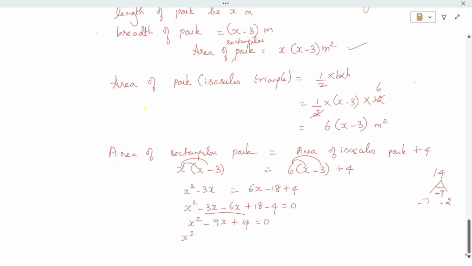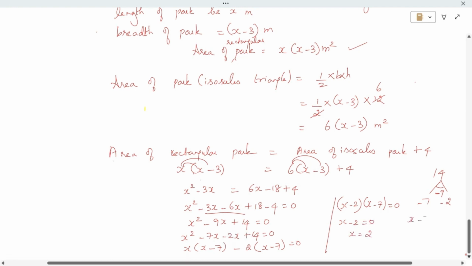So it is x square minus 7x minus 2x plus 14 equal to 0. Take x commonly outside, you will get x minus 7. Here minus 2 outside, so x minus 7. So you will get two factors, x minus 2 and x minus 7, which are equated to 0. If I equate x minus 2 to 0, I will get x equal to 2. And if I equate x minus 7 to 0, I will get x equal to 7. So x can take the value 2 or 7.